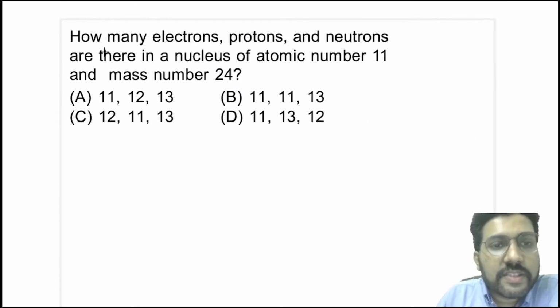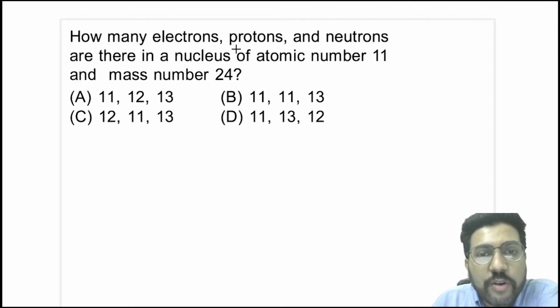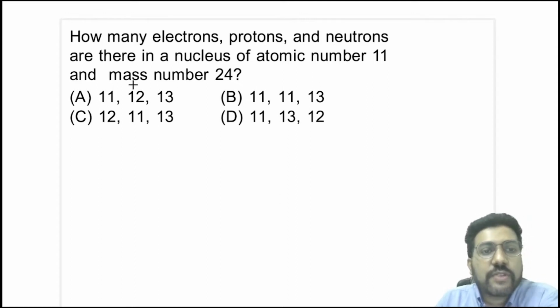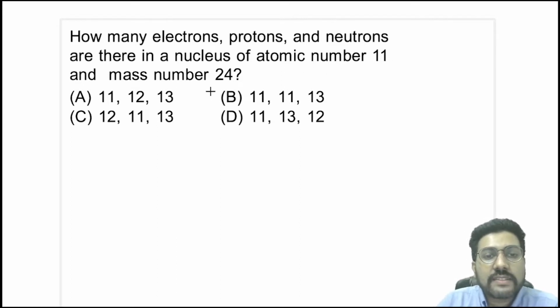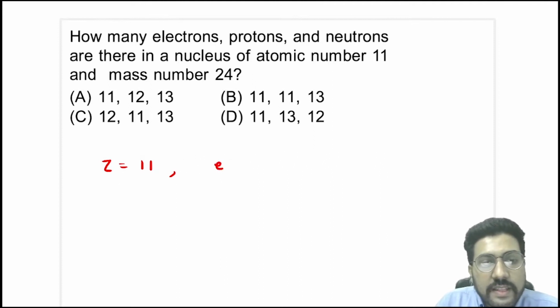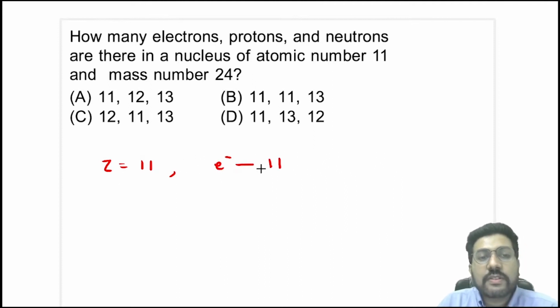In this question, they are asking how many electrons, protons and neutrons are there in a nucleus of atomic number 11 and mass number 24. This is a very simple question. The atomic number is nothing but the proton number, so the number of protons is 11. If the number of protons is 11, then the number of electrons is also 11, because the atom as a whole is electrically neutral.